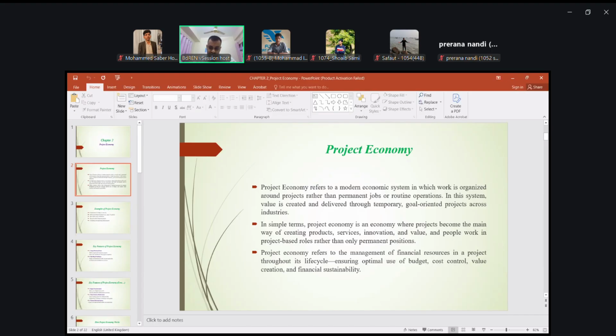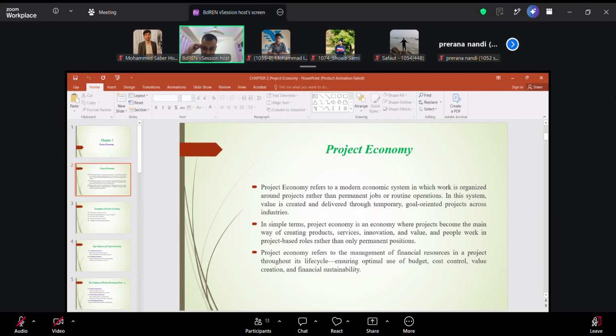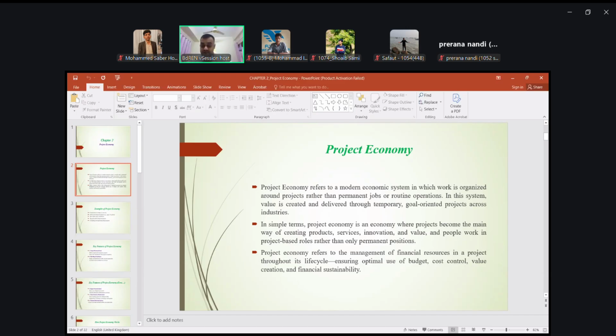So if you think about the project economy, in simple terms, it's an economy where projects become the main way of creating products, services, innovation, and value. Okay. So project economy is an economy where projects become the main way for creating products, services, innovation, and value, and people work in project-based roles rather than only permanent positions.